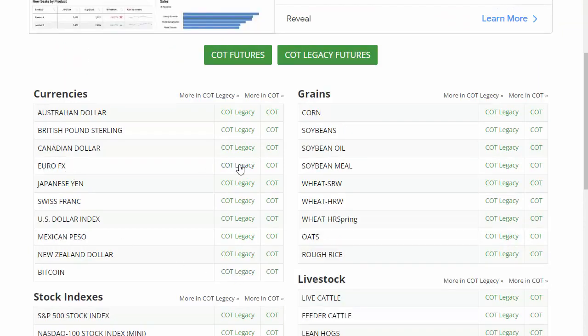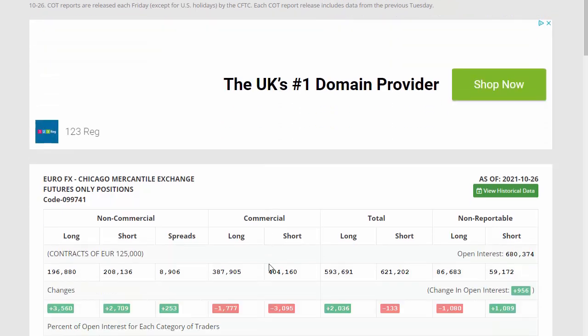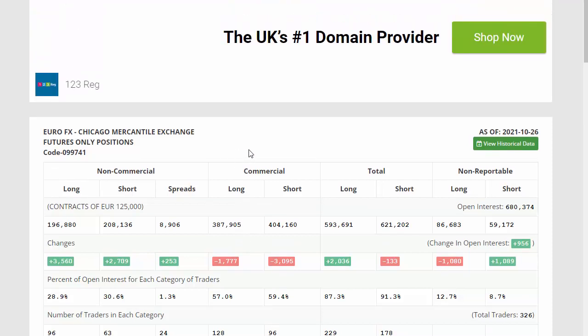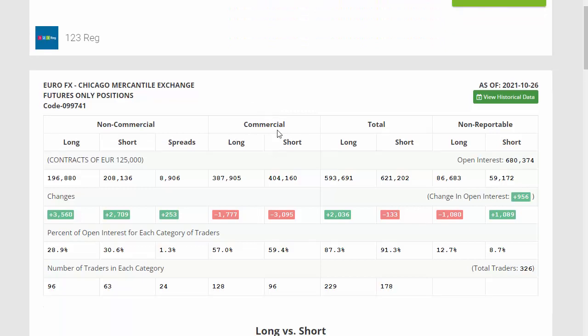What I'm looking at, I've taken the euro here because it's the big old euro. The dollar is so important, being the biggest currency against the dollar itself, so I'm not particularly interested in this information. I've clicked on the legacy report, which is the old school report, which I prefer, because all I'm really interested in is what the non-commercials are doing. The non-commercials are your hedge funds and the likes, so speculators in the markets.